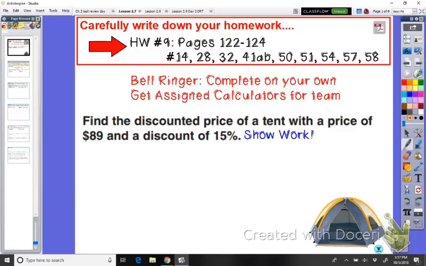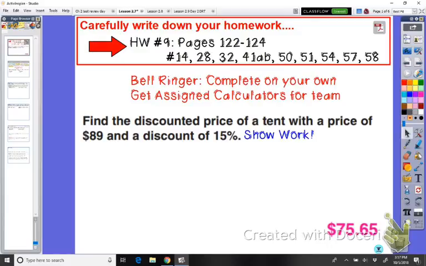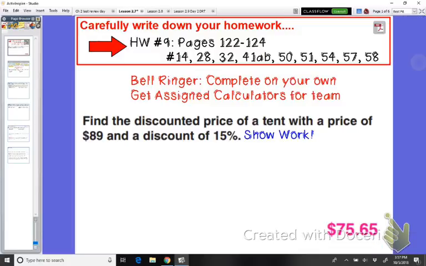The bell ringer today is find the discounted price of a tent with a price of $89 and a discount of 15%. So you can pause the video for a minute or two and see if you remember how to do a discount, and then press play and I'll reveal the answer. The answer to this question is $75.65. So that's what this lesson is going to be about. I won't go over that in detail.